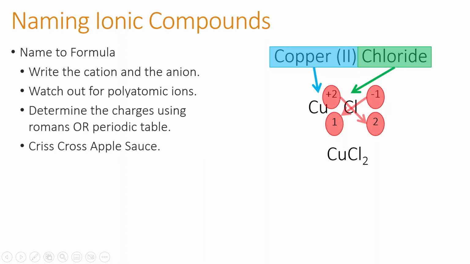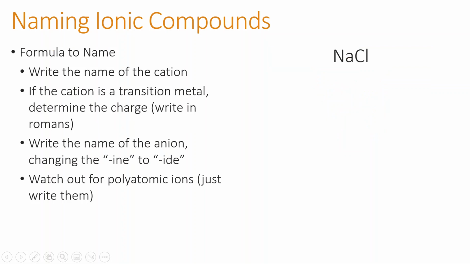charges. All right, so now we want to practice going in the opposite direction. So when we go from a formula to a name, first we want to write out the name of the cation. If the cation is a transition metal, we need to work backwards to figure out the charge and then write that in Roman numerals. The anion is going to change from "ene" to "ide", so nitrogen to nitride, chlorine to chloride, sulfur to sulfide. And if you have a polyatomic ion, you're just going to write whatever that name is.